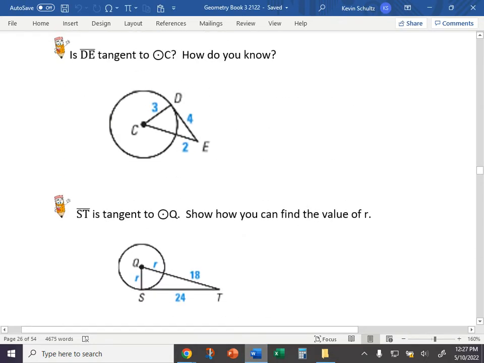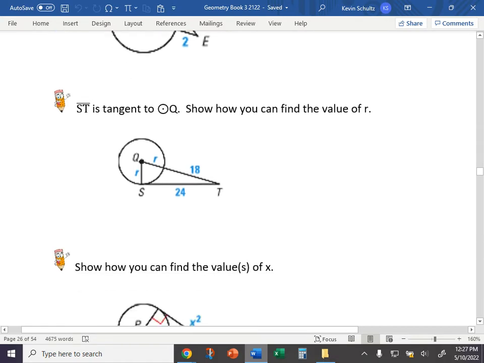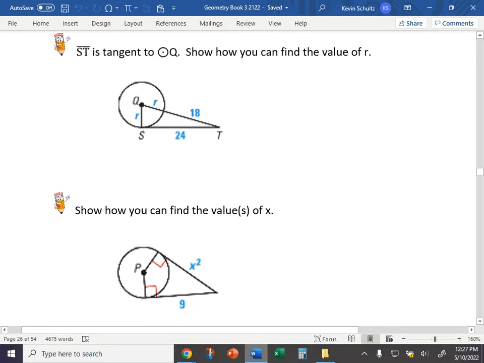So, to wrap this up, is DE tangent? Yes. How do we know? It makes that right angle. And how do we know that? Because we've got that right triangle that we proved with the Pythagorean triple, or if you went that far, Pythagorean theorem.